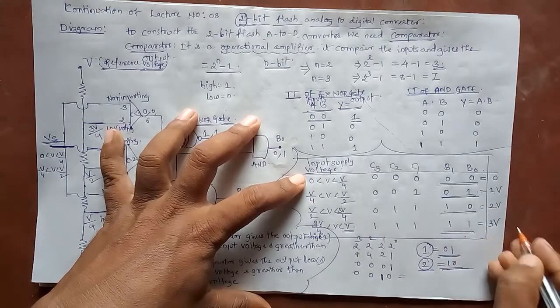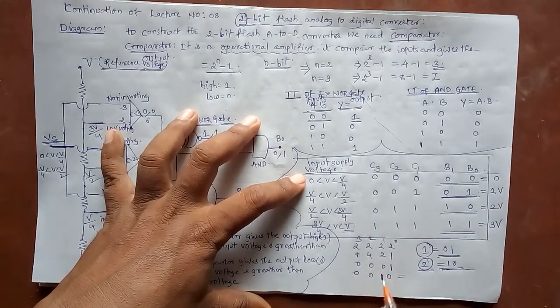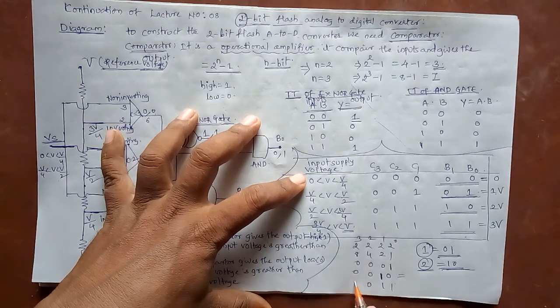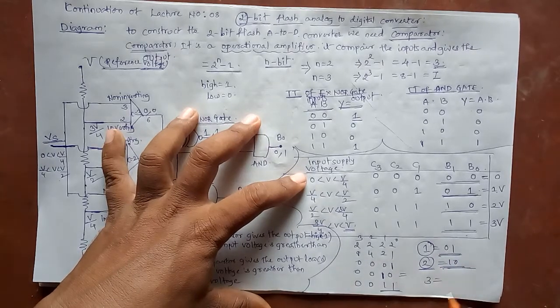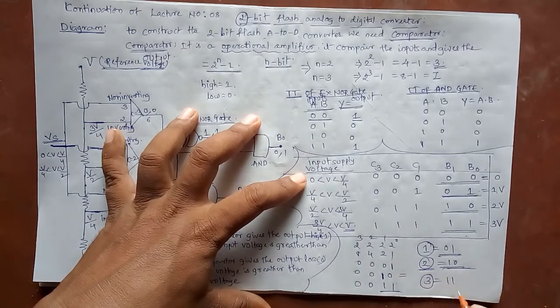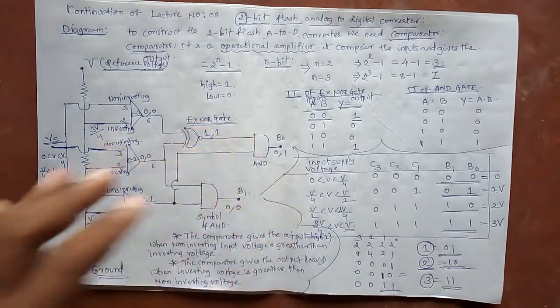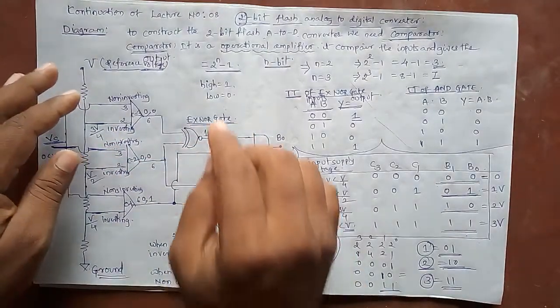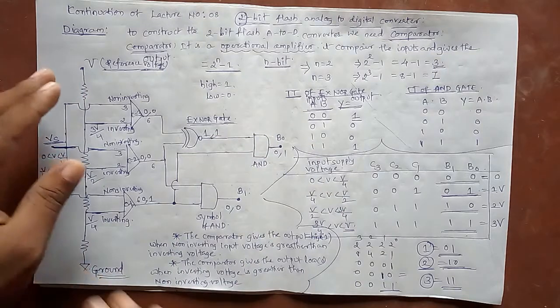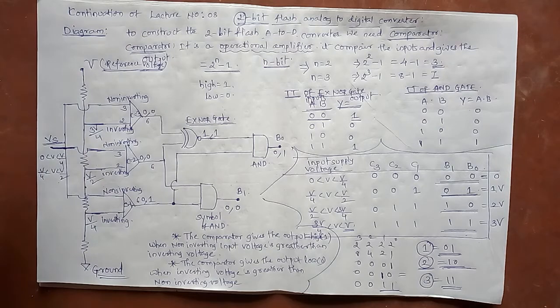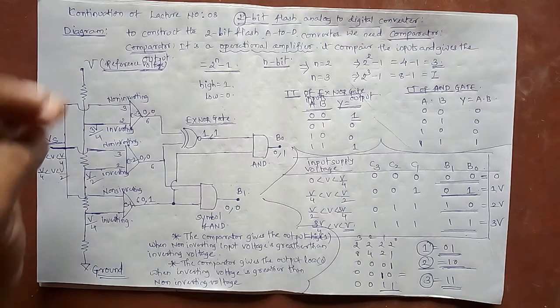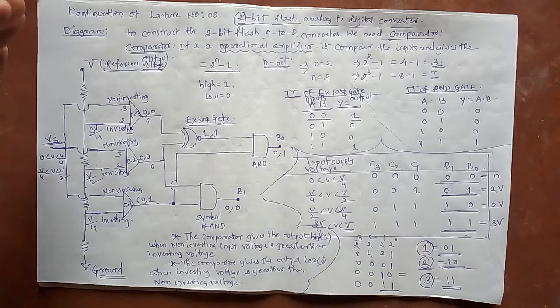For 3, here 2 is there, here 1 is there, 2 + 1 is 3 and remaining is 0, so 1 1 comes. Okay, this is 1 1; this is analog and this is digital. By using the 2-bit flash converter we convert analog voltage to digital voltage in this manner. This is about how the 2-bit flash converter converts analog to digital voltage. Thank you.